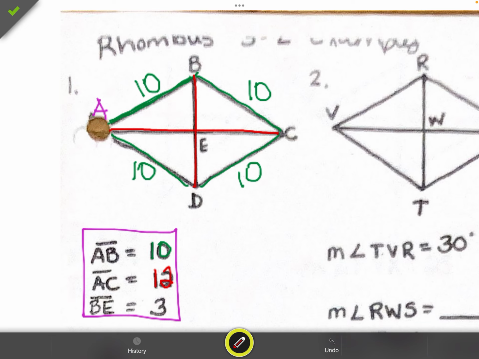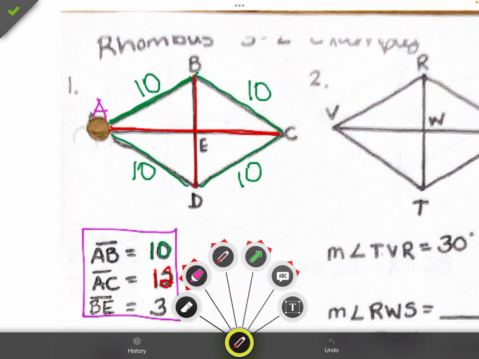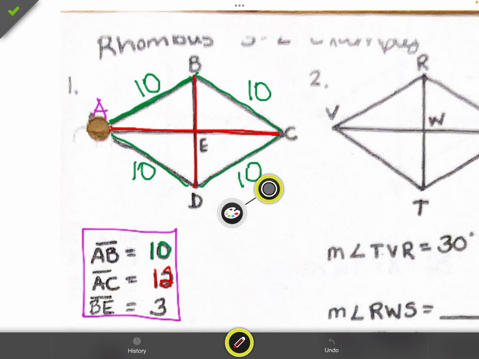So if the whole thing from A to C is 12, then to figure out what it is from A to E and what it is from E to C, the two smaller pieces, we're going to take 12 and divide it in half. So 12 divided by 2 tells me from A to E is 6 and from E to C is 6, because diagonals bisect each other.